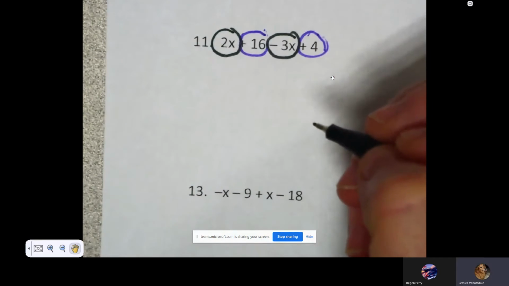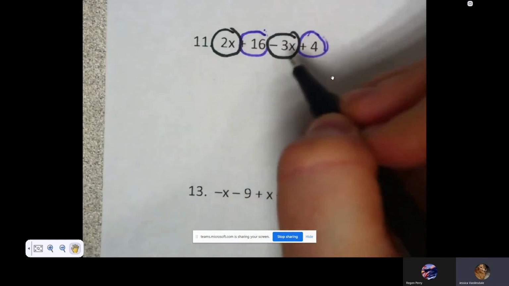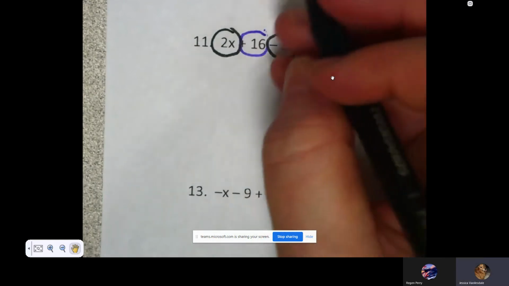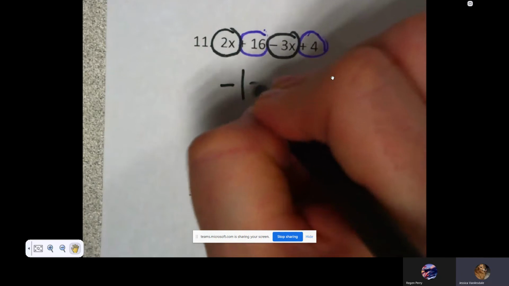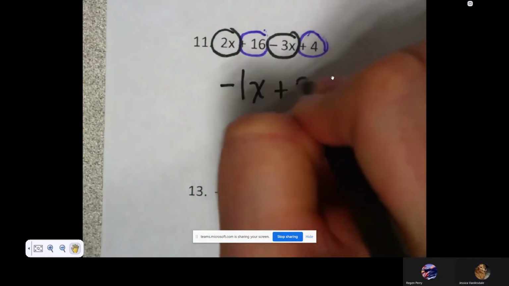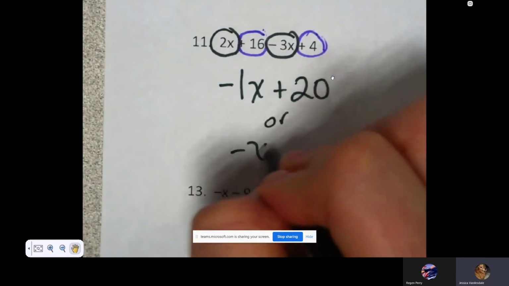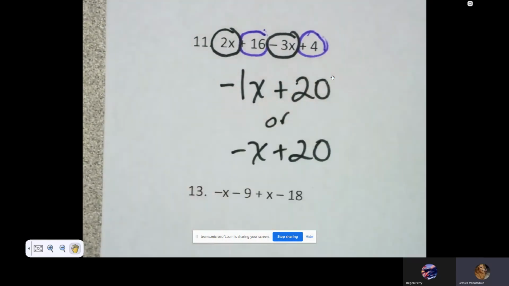I like where you're thinking. This is integers. This is not easy. 2 minus 3. Negative 1. Good job. Negative 1x. Good, Brax. Then you got 16 plus 4. So that's going to be plus 20. So you can have this or this. Either one.